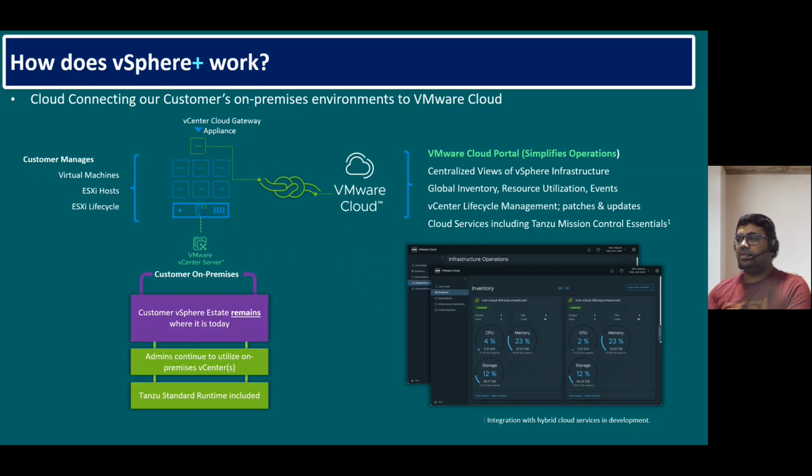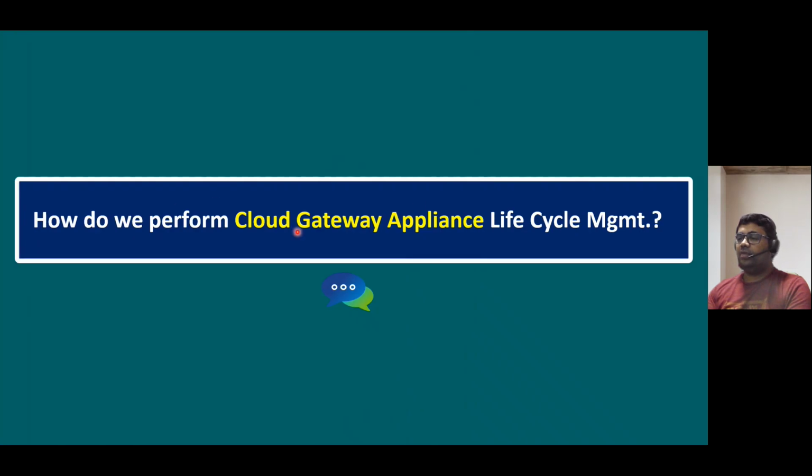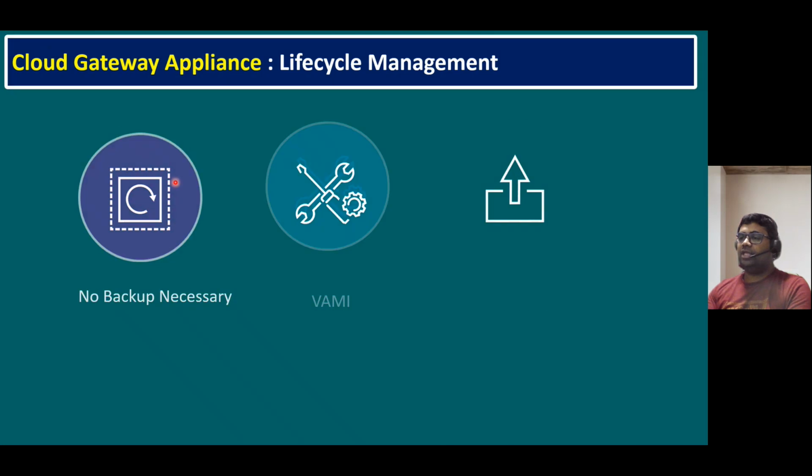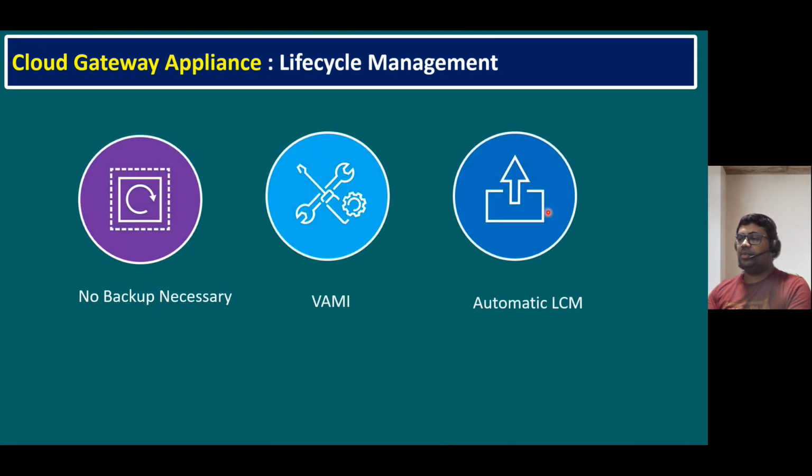Okay, now let's understand how we perform Cloud Gateway appliance lifecycle management. Here we highlighted LCM. For lifecycle management, normally it's a three-step process. No need to take a backup, no backup is necessary, and we can perform it using VAMI.